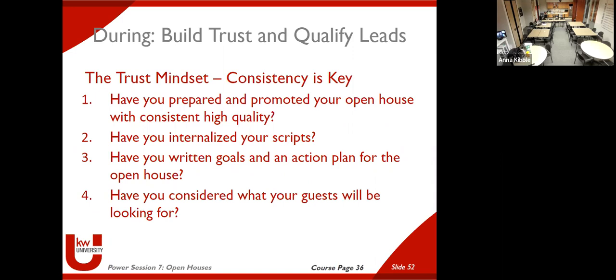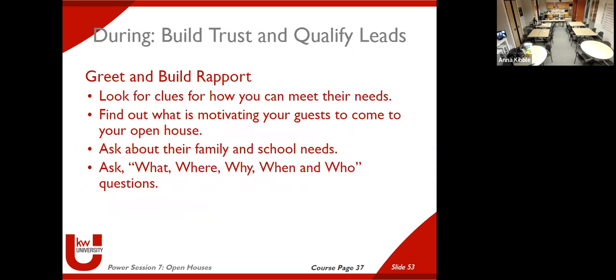So have you prepared and promoted your open house with consistent, high quality? Have you internalized your scripts? Have you written your goals and action plan for the open house? Have you considered what your guests will be looking for? Look for clues on how you can meet their needs. Find out what is motivating your guests to come to your open house. Ask about their family and school needs. I think that's a really good one. Ask what, where, why, when, and who questions.